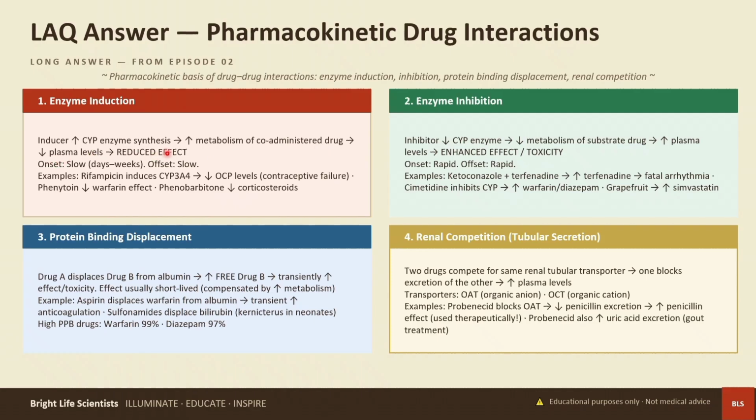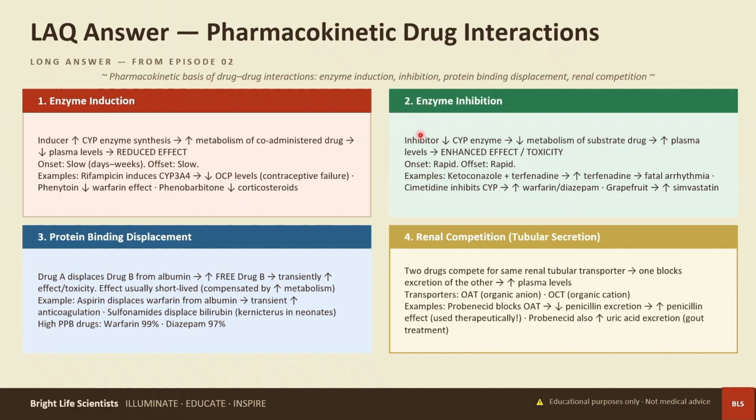The onset is slow, days to weeks, because new enzyme protein must be synthesized, and the offset is equally slow for the same reason. Classic examples in this case we have rifampicin, which induces CYP3A4, reducing oral contraceptive levels, leading to contraceptive failure. Phenytoin reduces warfarin's anticoagulant effect. Phenobarbital reduces corticosteroid efficacy. Mechanism 2, enzyme inhibition.